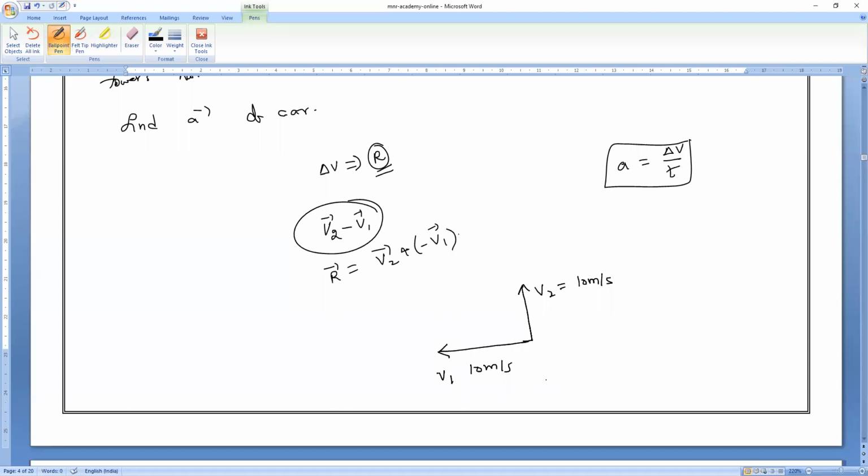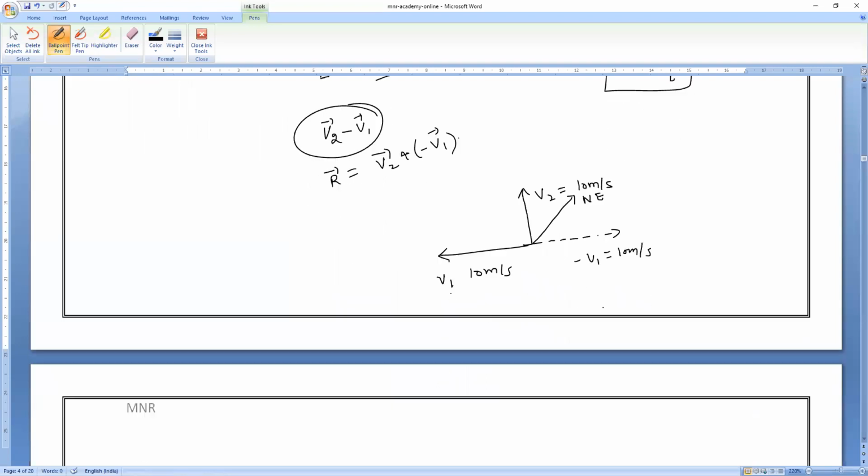So now you see, we all know that we want V1. So this is V1, and what is the negative V1? Opposite to that, this is minus V1. Yes or no? So the resultant force will act where? The resultant vector, here or here? Northeast or northwest? Everybody respond. Northeast. Clear? That is what you have to remember.